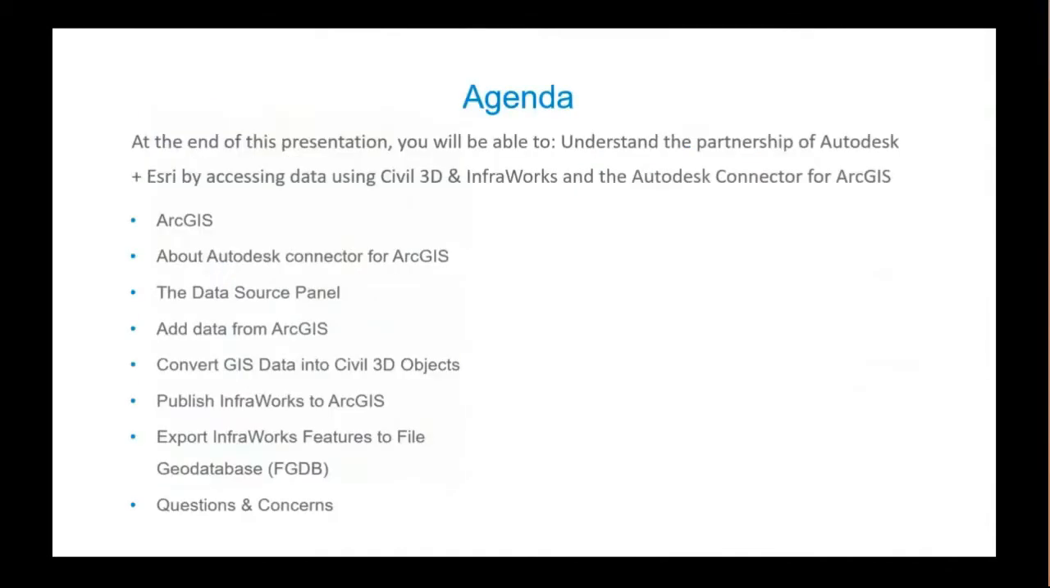But for today's topic, the agenda is ArcGIS. In fact, ArcGIS 101, which means from the basics and fundamentals, all the way to what we want to do with ArcGIS today. So we're going to talk about ArcGIS, about Autodesk, the Autodesk connector for ArcGIS, and then how to add data and convert GIS data into Civil 3D objects, and then also what it means to publish data to ArcGIS working with InfraWorks. And then I'll address any questions or concerns at the end.